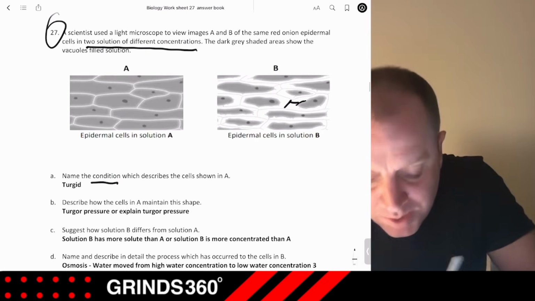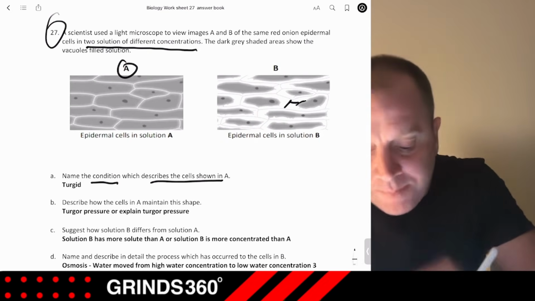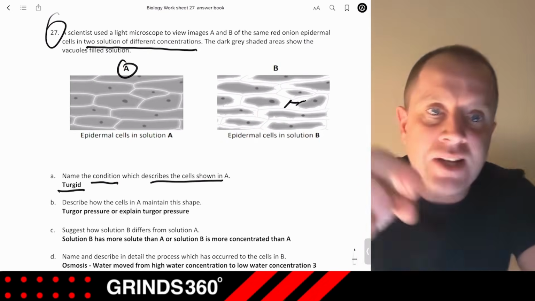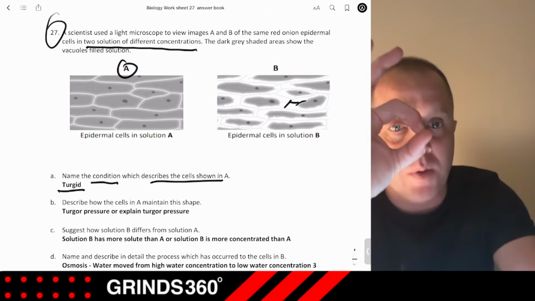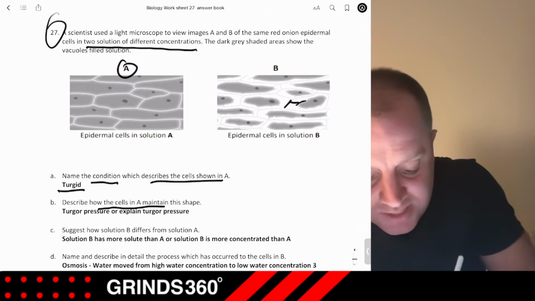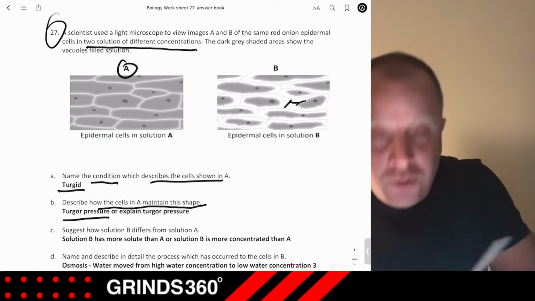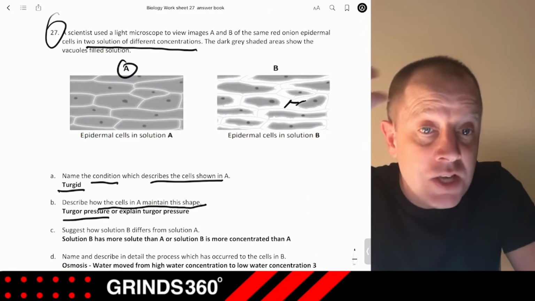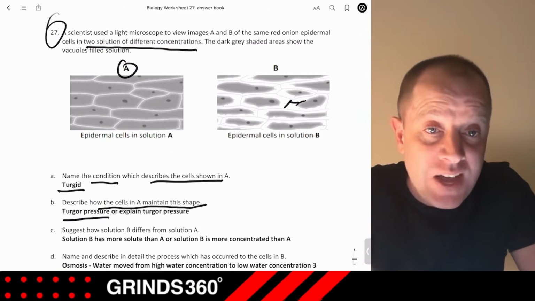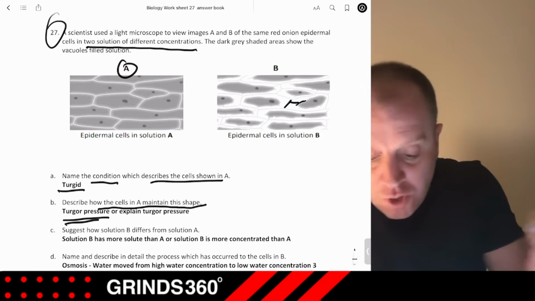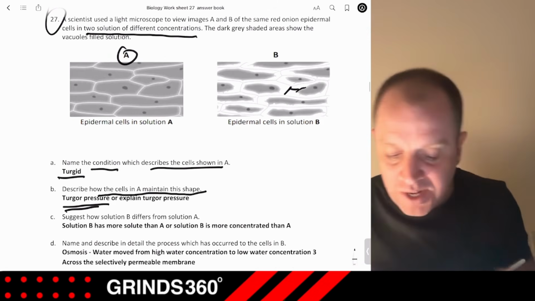It says, name the condition which describes the cells in A. Well, they're turgid, not turgor pressure, turgid. Turgor pressure got you 0 marks. Describe how these cells maintain their shape. It's the pressure of the cytoplasm and the vacuole against the cell wall, or you could say turgor pressure. Now, question C.